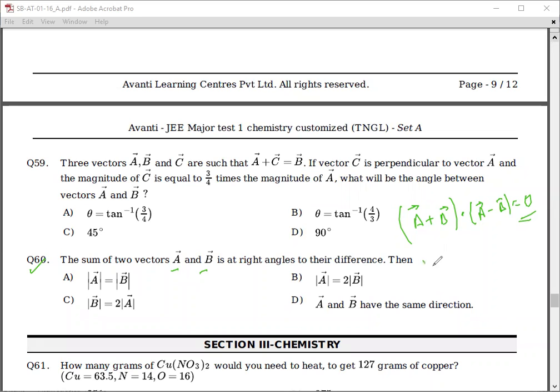A dot A is equal to what? Mod of A का whole square minus B dot B is mod of B का whole square is equal to 0. Answer क्या हो गया बताओ? What is answer? What is answer guys? Don't you think sir A हो गया answer? Mod of A is equal to mod of B. Very good Zain, very good. Clear है ना? So physics में हमारे सारे doubts clear.